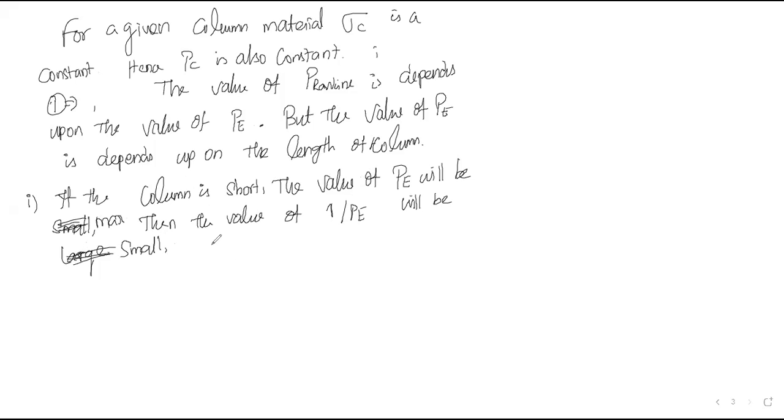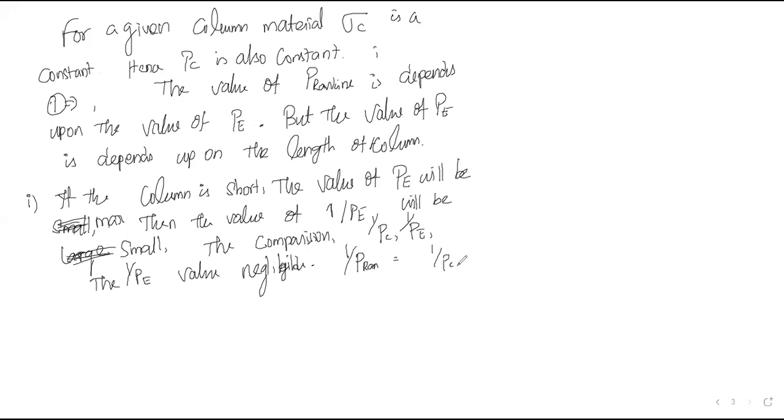Then in the comparison between the direct stress PC and PE, the 1 by PE value will be negligible. So we can take, for a short column, that 1 by P Rankine depends upon 1 by PC.